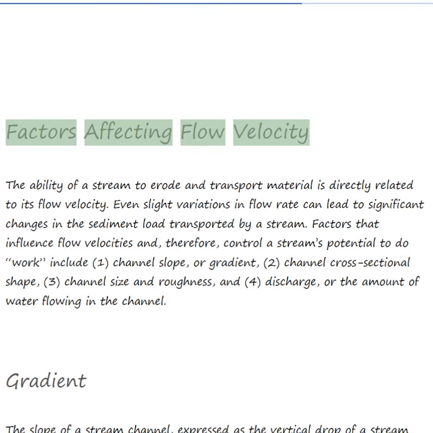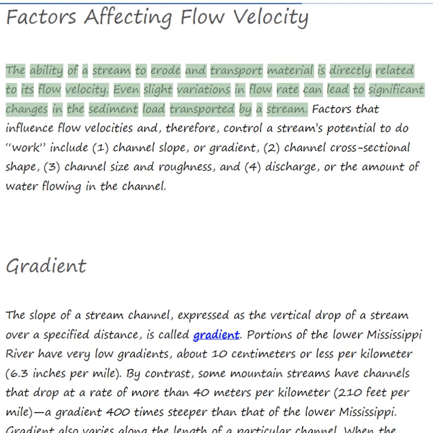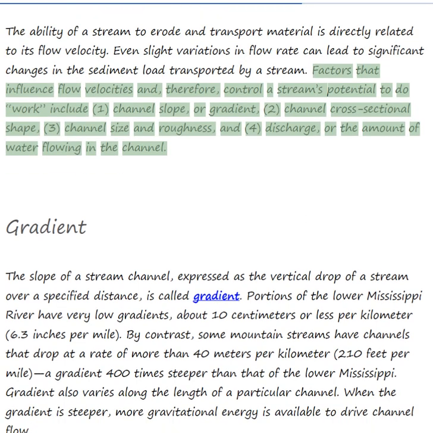Factors affecting flow velocity. The ability of a stream to erode and transport material is directly related to its flow velocity. Even slight variations in flow rate can lead to significant changes in the sediment load transported by a stream. Factors that influence flow velocities and, therefore, control a stream's potential to do work include channel slope, or gradient, channel cross-sectional shape, channel size and roughness, and discharge, or the amount of water flowing in the channel.